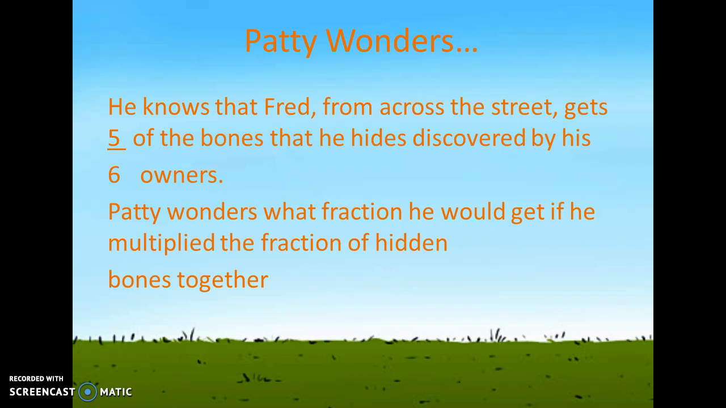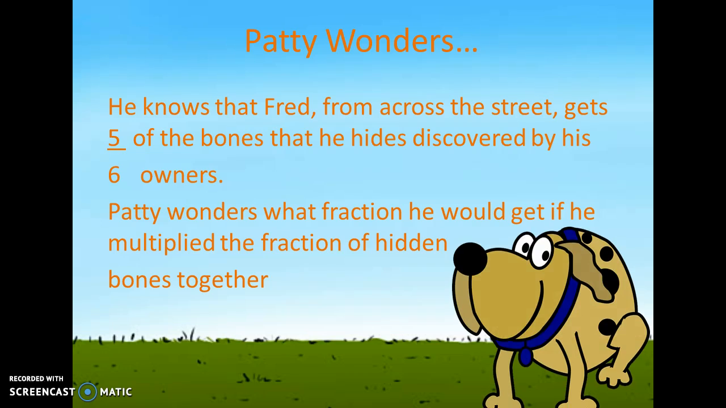Patty's still wondering. He knows that Fred from across the street gets 5 out of 6 bones that he hides discovered by his owners. Patty wonders what fractions he would get if he multiplied the fraction of hidden bones together. So Fred, from across the street, gets 5 out of 6 bones discovered by his owners when he hides them. 5/6. What Patty wants to do is multiply the fraction of bones that he gets found by the ones that Fred gets found.